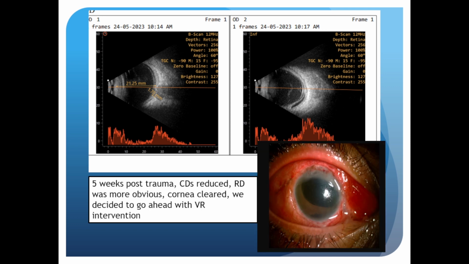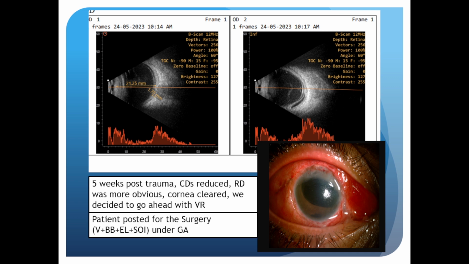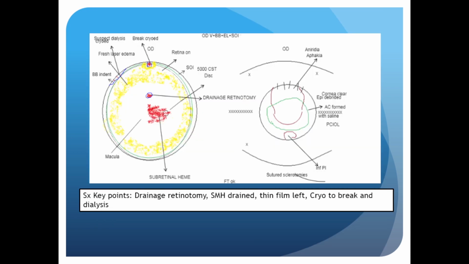This was the present picture. The cornea had cleared much. Patient was posted for BBEL, SOI and the GA. So we have done the surgery in this patient. The dialysis was there in the superior temporal area. We have just cryoed this particular area.